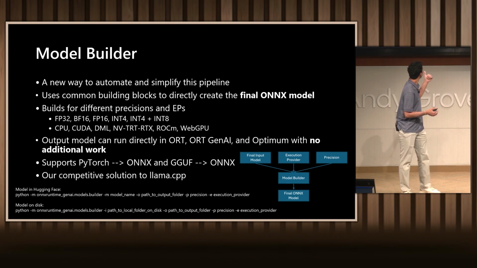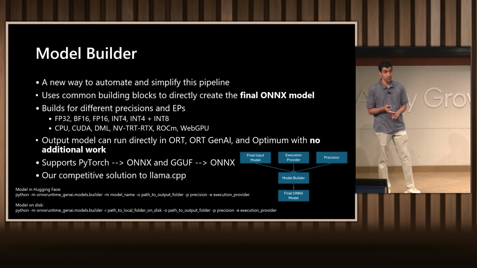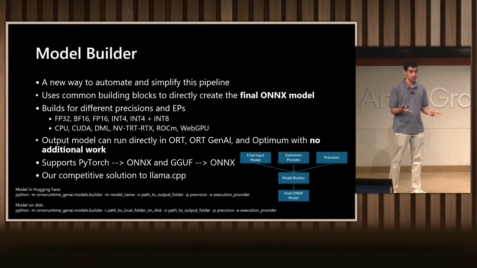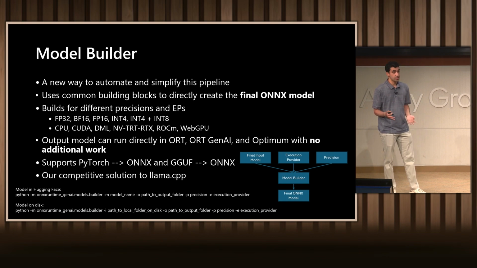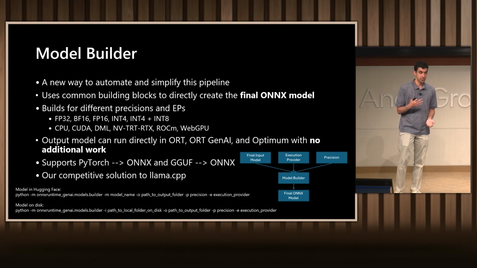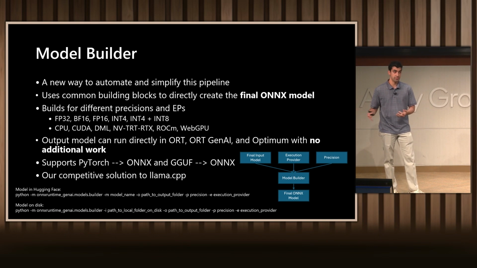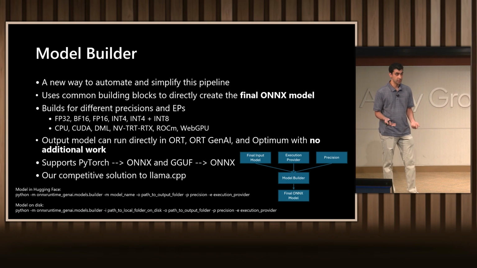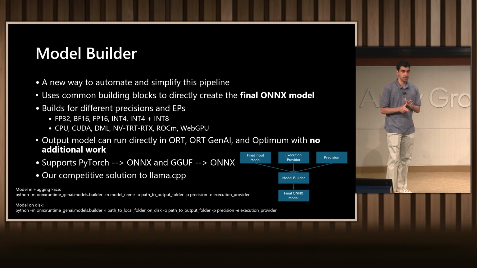So if we see on the list here, we've got full precision, float 32, bfloat 16 precision, which was recently added, float 16 precision or half precision, int4 for quantized precisions, and most recently, we integrated kquant, which is an algorithm from llama.cpp, into the model builder, so now we can produce int4 plus int8 mixed quantization. And it also builds for a wide variety of EPs as well, so CPU, CUDA, DML, NVIDIA's new TRT RTX EP, ROCm, Web GPU, and we keep adding more EPs as we go.